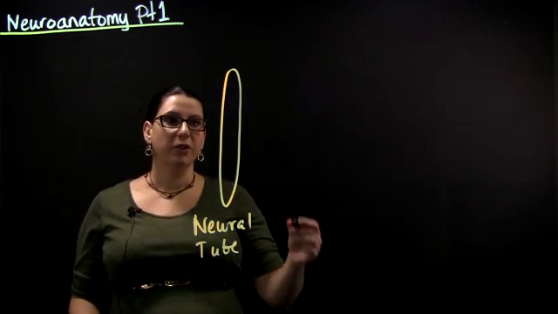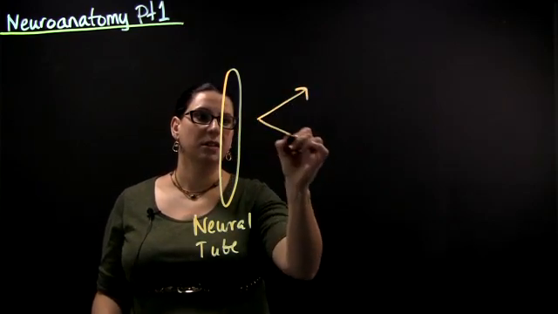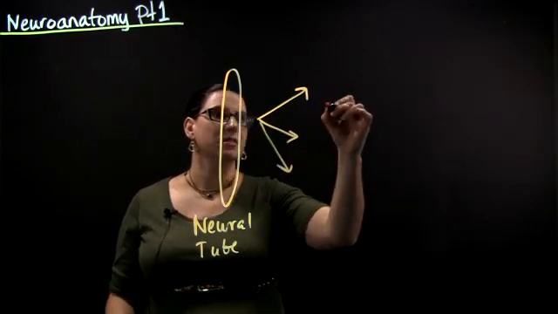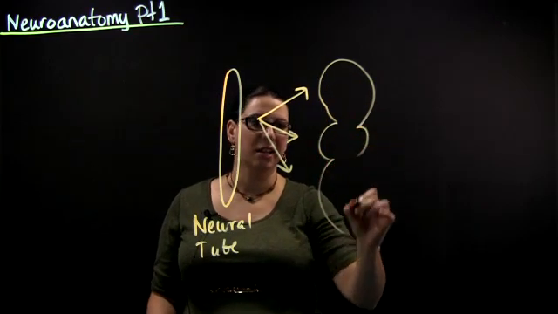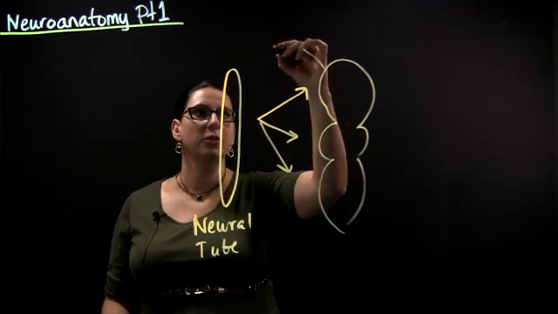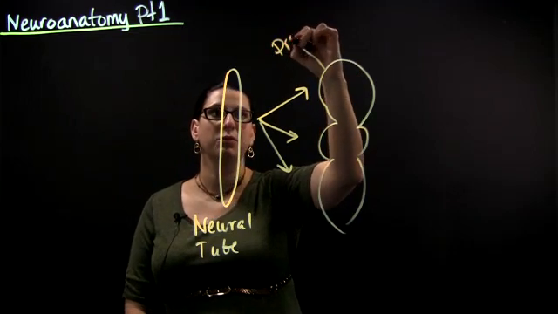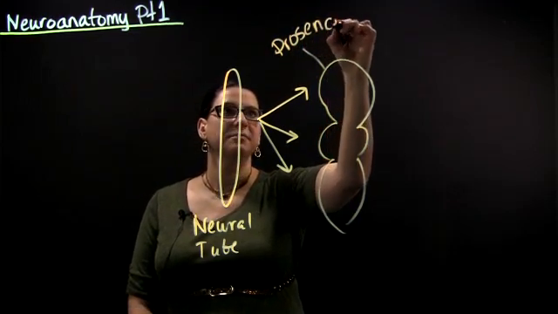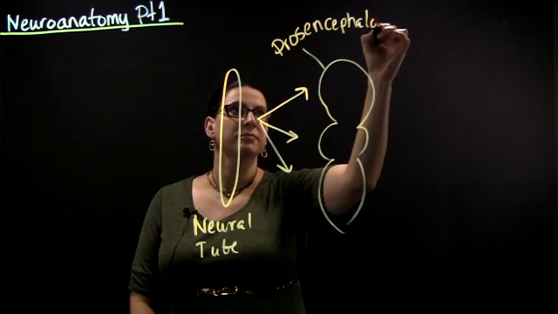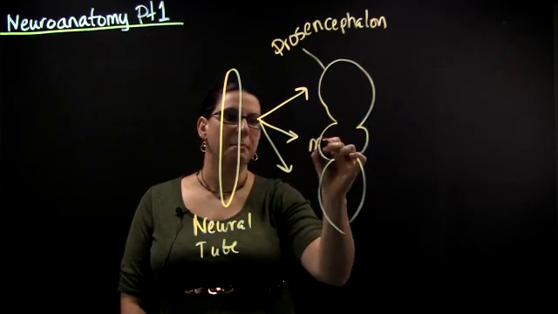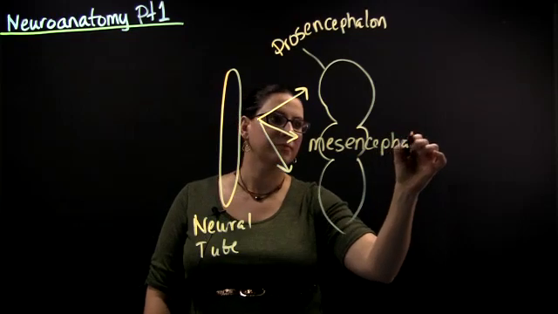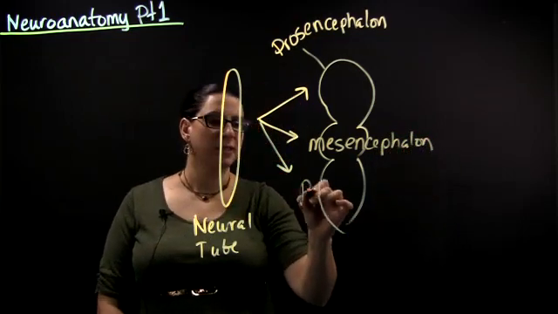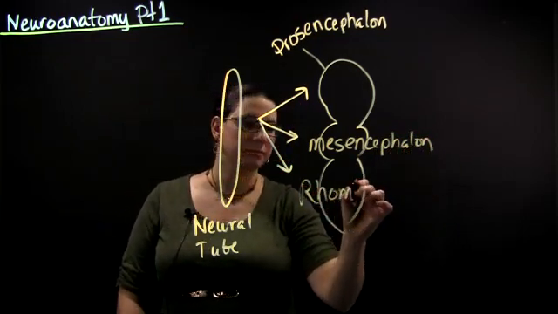The neural tube first differentiates into three different regions called the forebrain, midbrain, and hindbrain. The forebrain is sometimes referred to as the prosencephalon, the midbrain as the mesencephalon, and the hindbrain as the rhombencephalon.